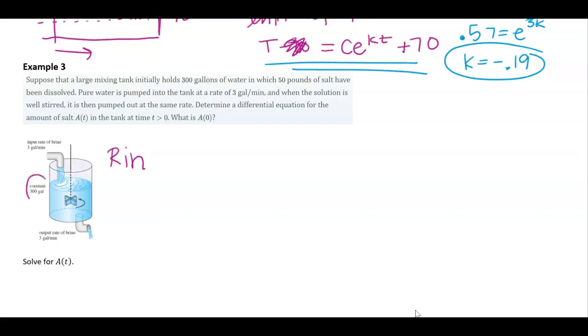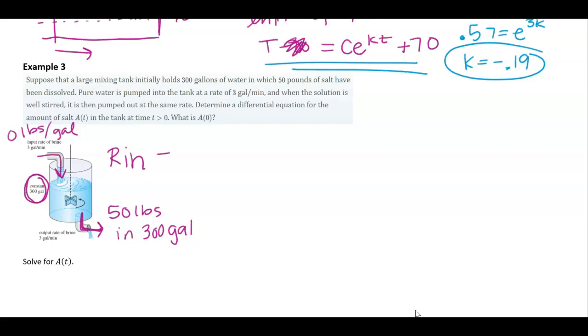I have 300 gallons of brine and there's 50 pounds in that 300 gallons. I'm then pouring in pure water, so 0 pounds per gallon. And then my rate out, we'll talk about here in a second.